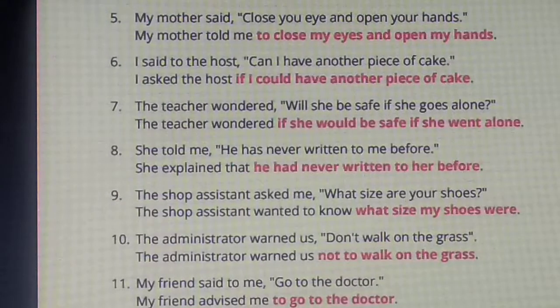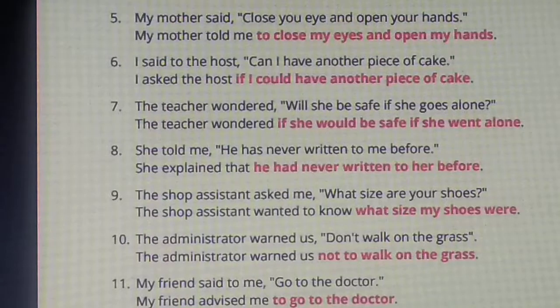The teacher wondered, "Will she be safe if she goes alone?" The teacher wondered if she would be safe if she went alone. Will changes into would, and goes changes into went. Okay? So these are the changes that happen.